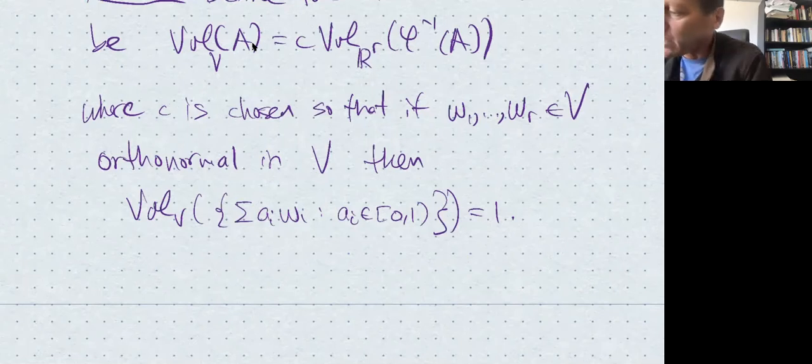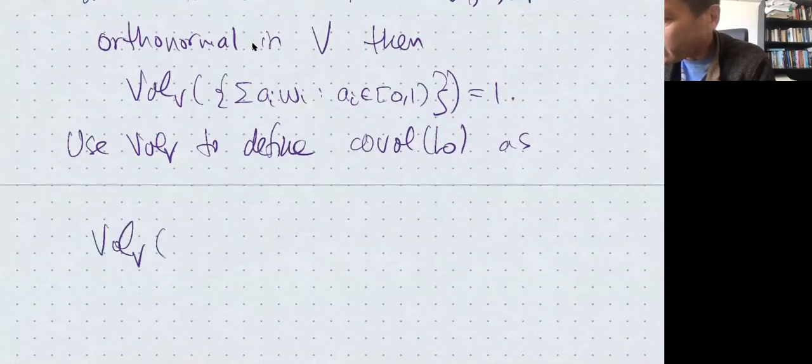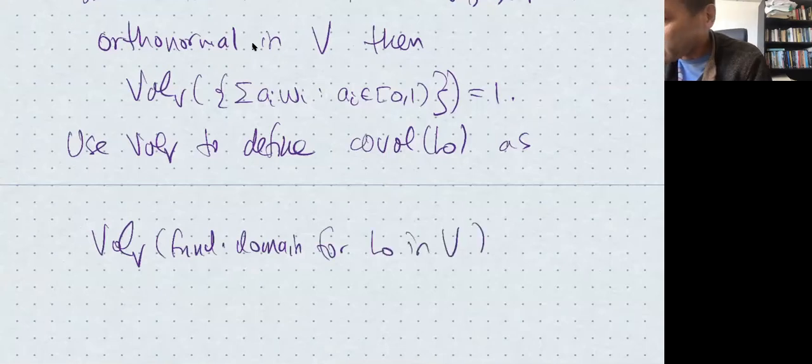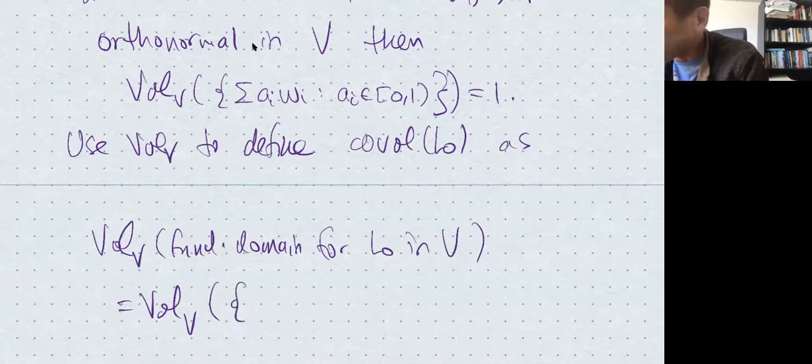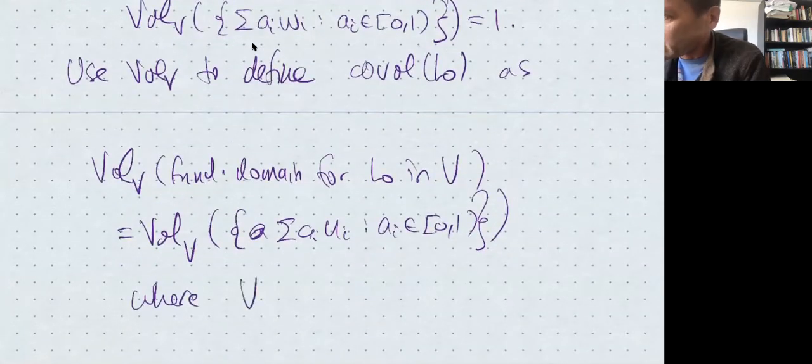Okay, so this is the definition that we're giving to the notion of covolume. So use vol V to define the covolume of L0 as vol V of a fundamental domain for L0 in V. For instance, you could take the parallelohedron given by the basis for L0. So a sum of a_i u_i, a_i in [0,1).